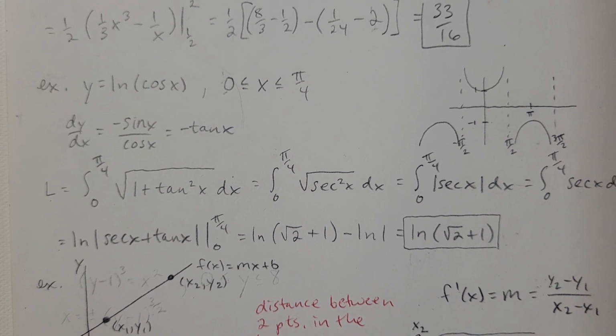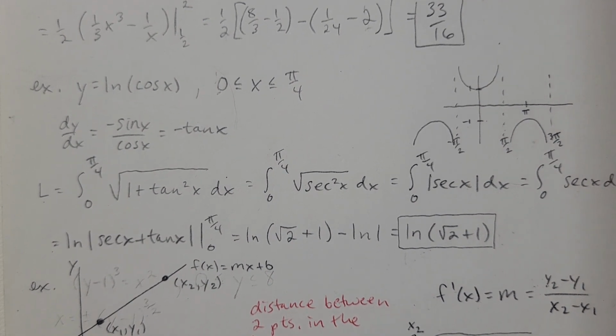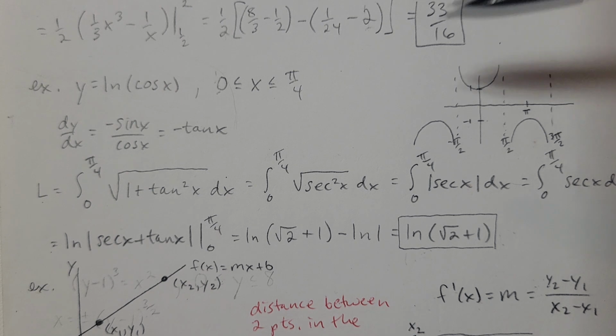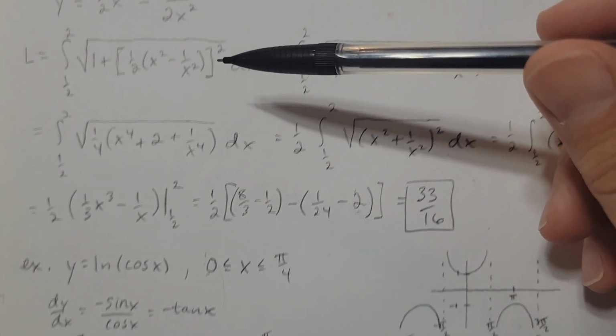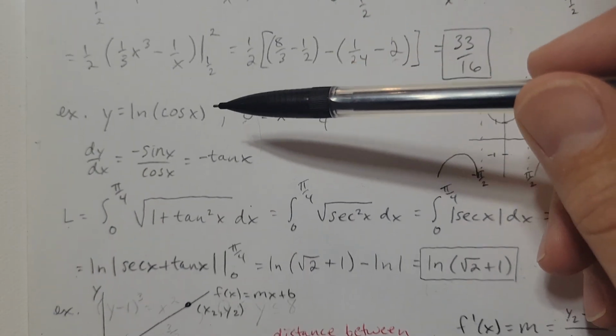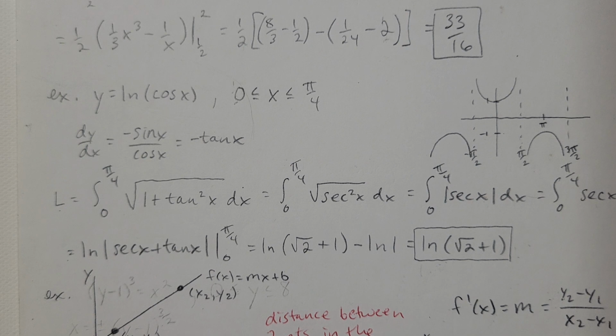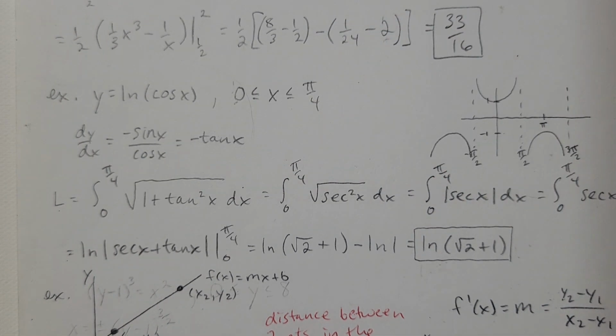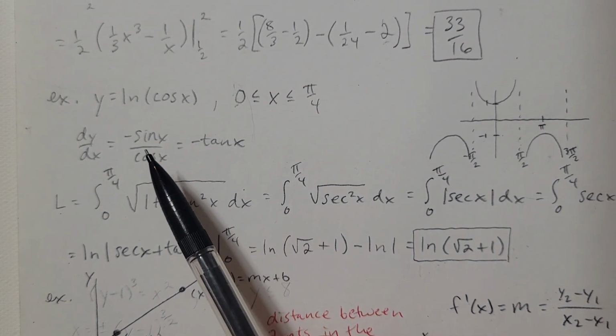If we try another example, suppose that I want to find the length of the curve y equals the ln of cosine of x, where x is going from 0 to pi over 4. Okay? Well, we need to get the derivative of that equation, because the derivative is used in the formula here. And the derivative of the ln of a function is 1 over the function times the derivative of the function. So I got 1 over cosine of x times the derivative of cosine of x, that's negative sine x.